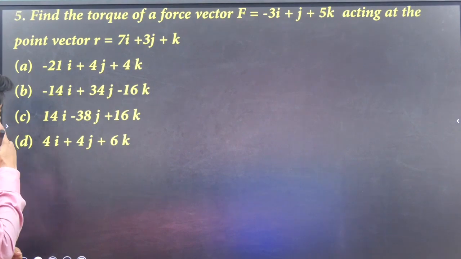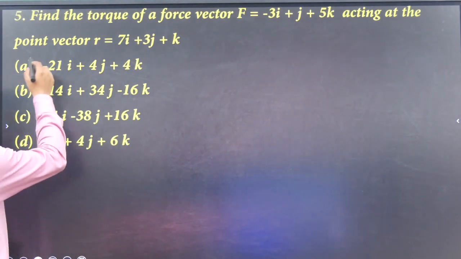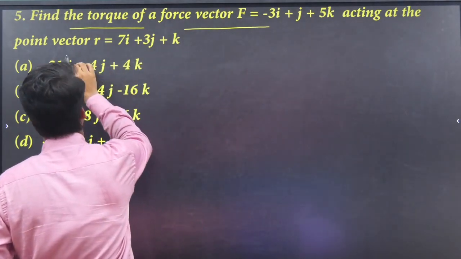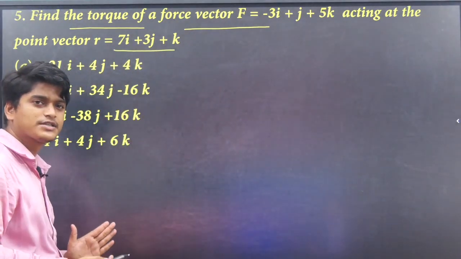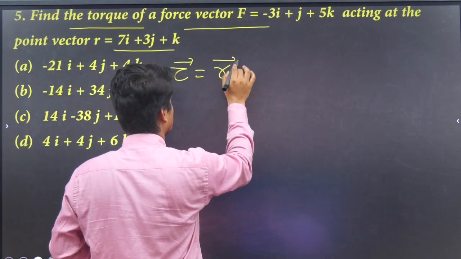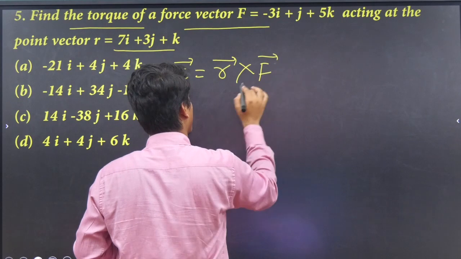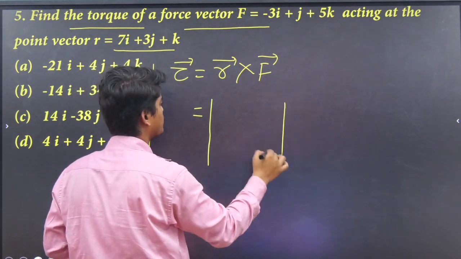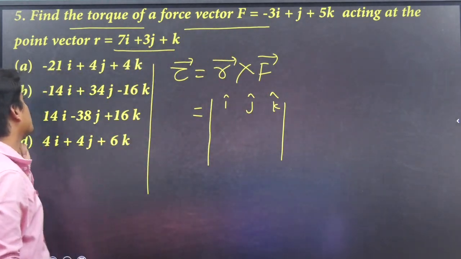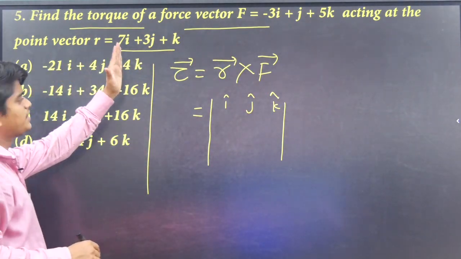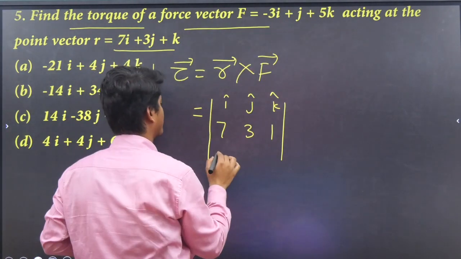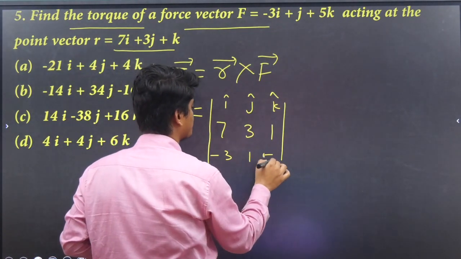Now here, find the torque of a force vector F acting on the position vector this much. Simple formula, similar type again. You want to find torque, how much is it? R cross F. Now here similarly we will do I, J, K. Check what R is. R is nothing but 7, 3, 1, so substitute 7, 3, 1. First you have to take R, then F: minus 3, 1, 5.